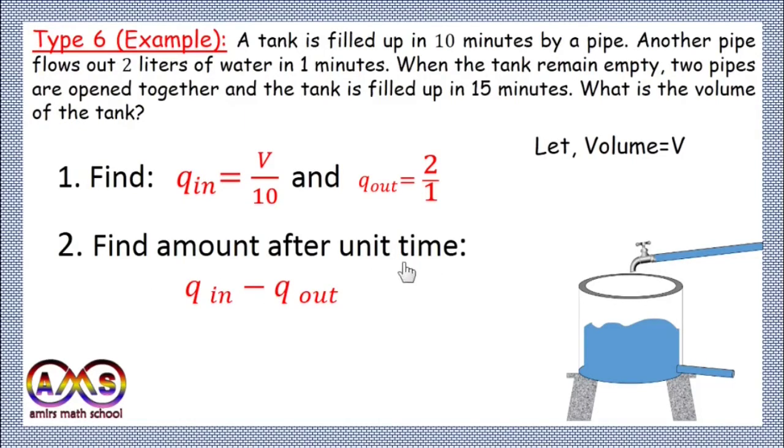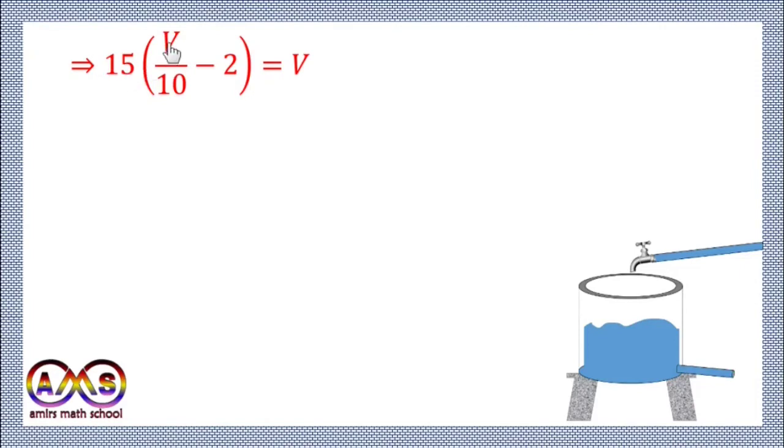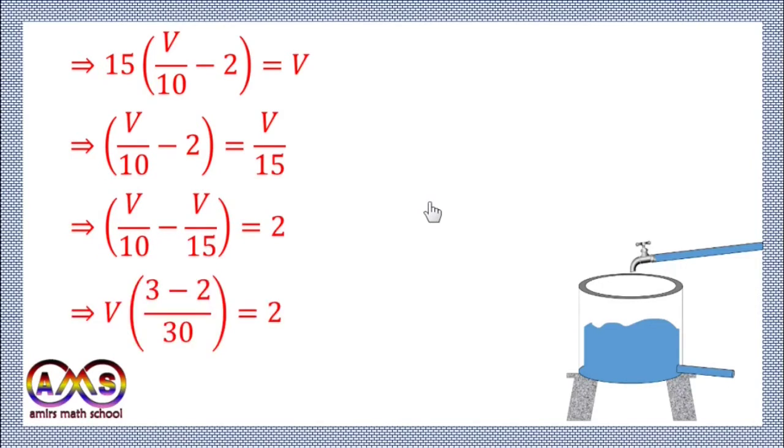The amount after unit time is Q in minus Q out, and the final equation is, when both the pipes are open, the required time is 15. So 15 into Q in minus Q out is equal to V. Substitute the value of Q in, which is V by 10, and Q out, which is 2. Simplify the equation for V. We get V equal to 60. So this is our required result. The volume of the cistern is 60 units.